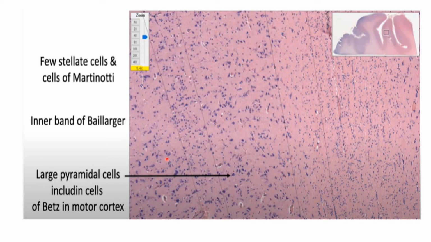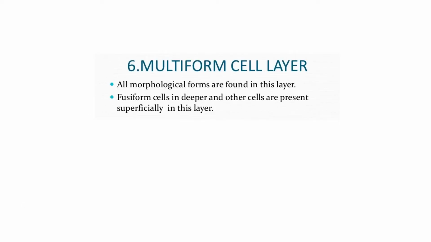So you can see, even at this lower magnification you can differentiate that the cell nuclei are much larger as compared to the granular and the third layer. So let's move on to the multiform layer, which has all the morphological forms found in this layer, and the fusiform cells are present in the deeper part. Other cells are present superficially in this layer.